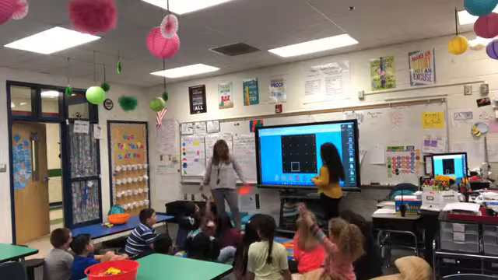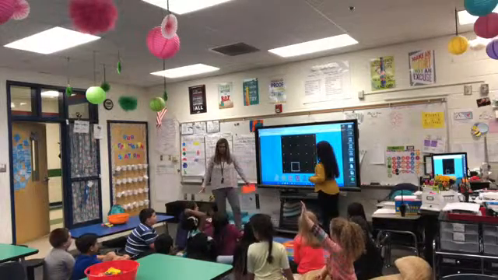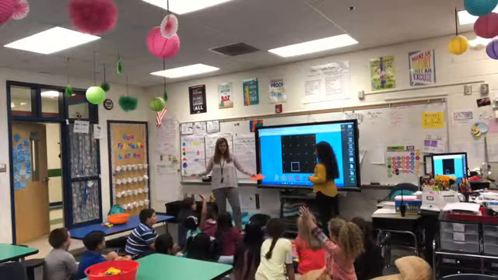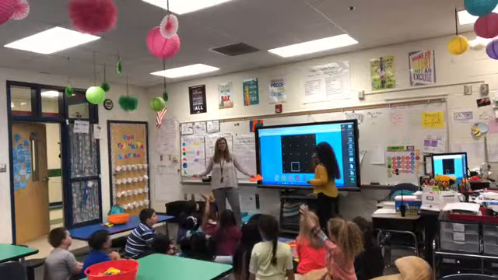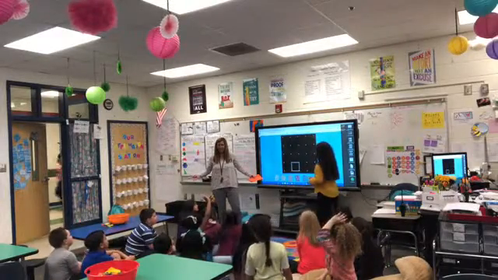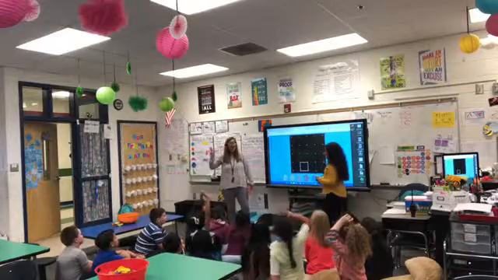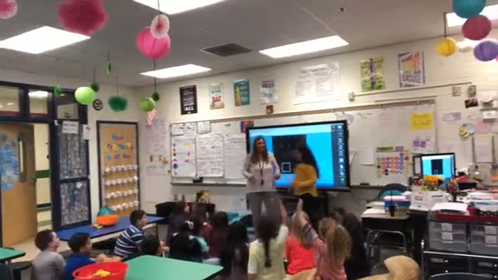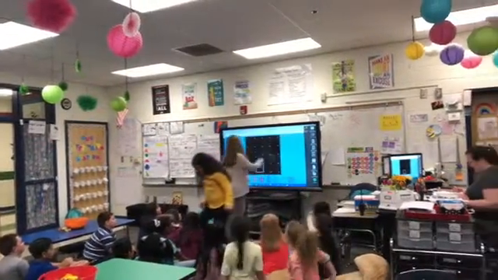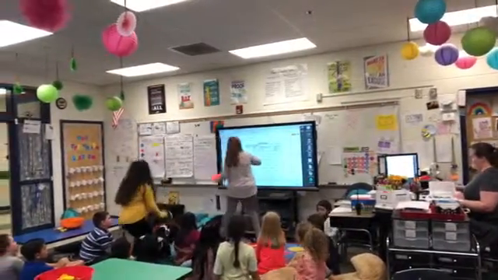A square is a type of rectangle, isn't it? Because it has what? 4 sides. 4 sides and 2 sets of parallel lines and 4 right angles. Good job, guys. Okay, what we're going to do is we're going to now look at our task sheet.